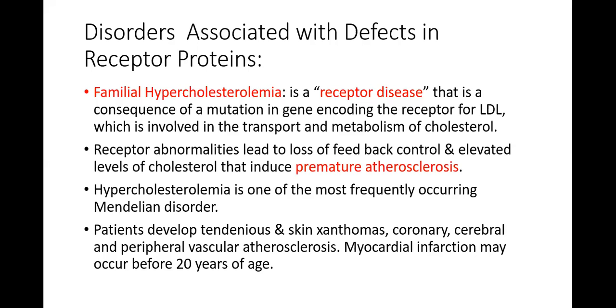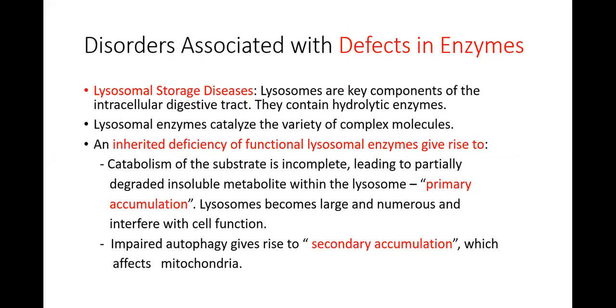Atherosclerosis you are going to study in detail in your fourth year. Hypercholesterolemia is one of the most frequently occurring Mendelian disorders. Patients who have this disorder can also develop tendon and skin xanthomas. This means that in the tendons and underneath the skin there will be a collection of fat cells present in the form of yellowish pigment. They can also have coronary, cerebral, and peripheral vascular atherosclerosis. Myocardial infarction is very common at an earlier age, by the age of 20. Otherwise, it is a disease of the middle to older age group.